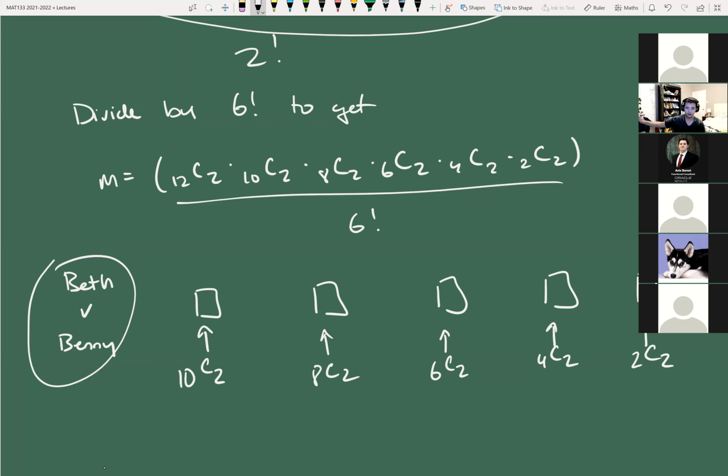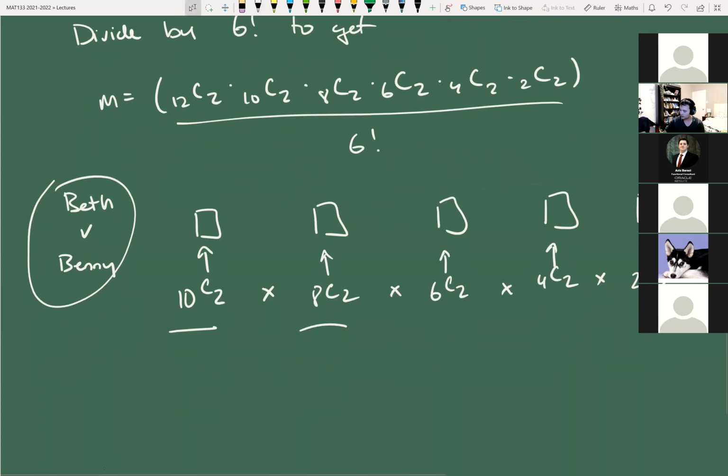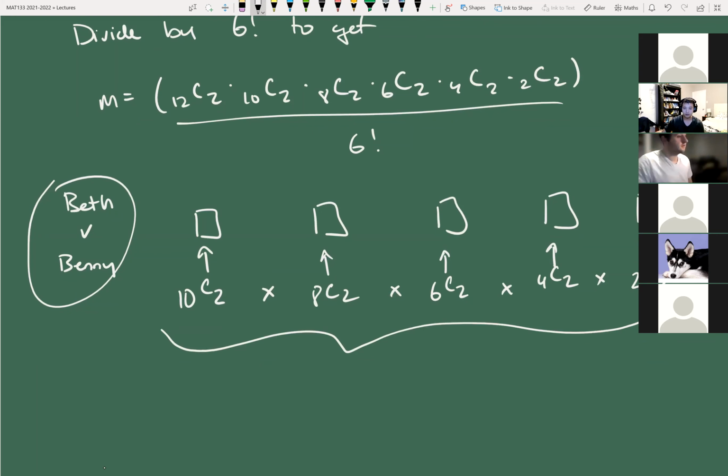Do you agree? The fact that when I multiply these, I'm saying that order matters. I'm saying that this match is different than this match. Beth and Benny have not been included in this calculation. They are separate. They have already been decided that they have to play each other. So all I need to do is figure out the number of ways that the other 5 matches can occur, which means I actually want to divide by 5 factorial.